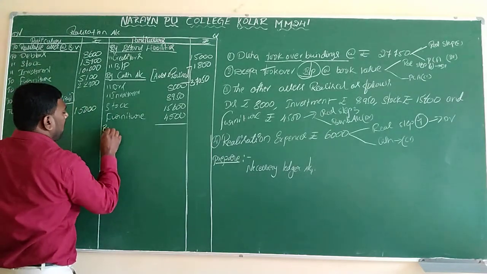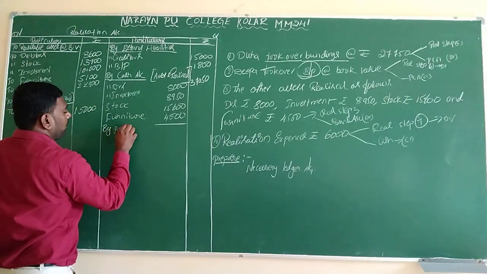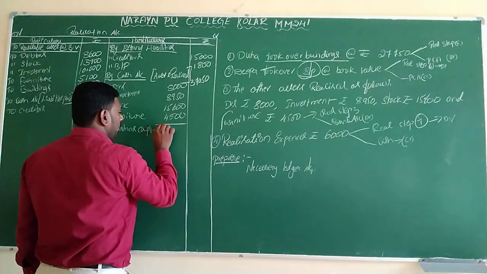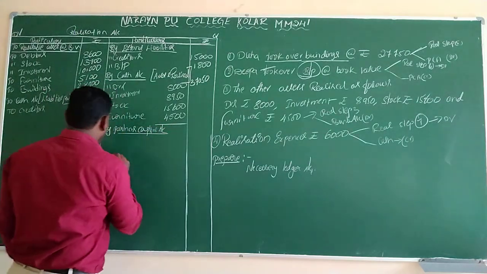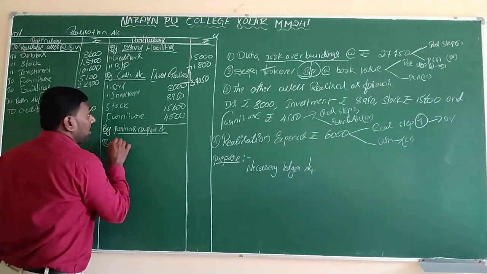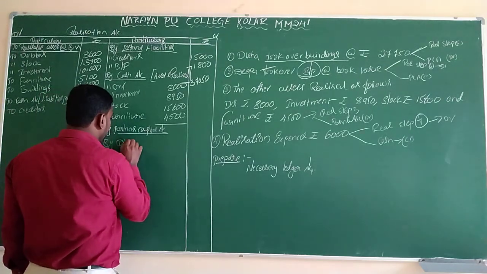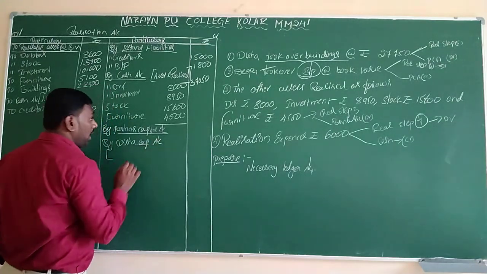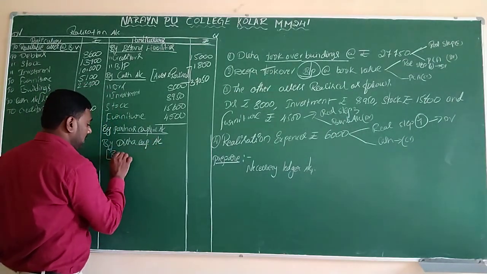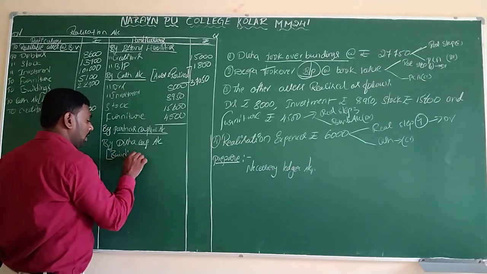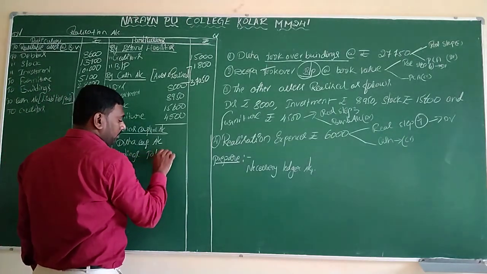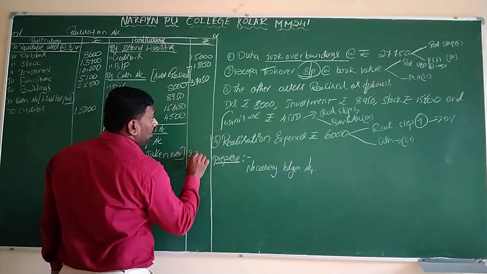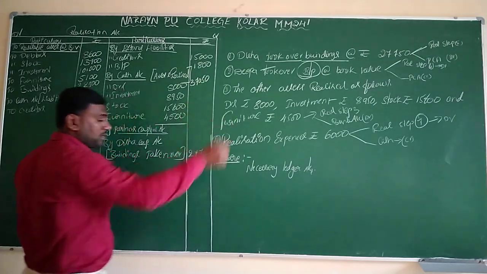We will write by partners capital account. In bracket we have to write which partner has taken over, who is that? Disha capital account. Why should we write Disha capital account? What should be taken over? Buildings taken over. So some value they have given, 27,750.